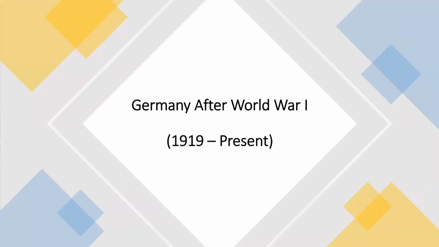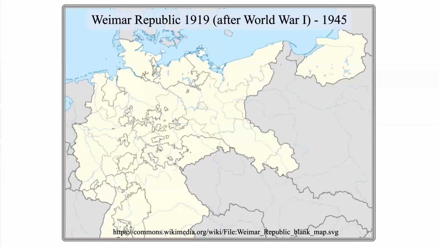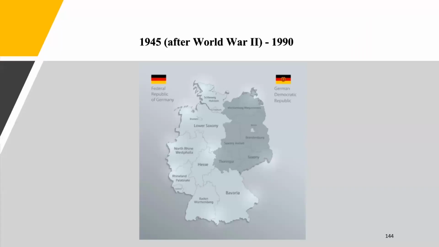Germany after World War I, from 1919 to the present. In 1919, after World War I, the Weimar Republic was established. The 22 nobility areas abolished their monarchies and became free states, which continued as republics along with the free cities. After World War II, there were 2 Germanys. In the West, there was the Federal Republic of Germany, abbreviated as BRD, and in the East, there was the German Democratic Republic, abbreviated as DDR.